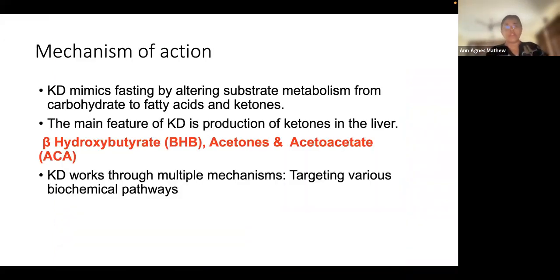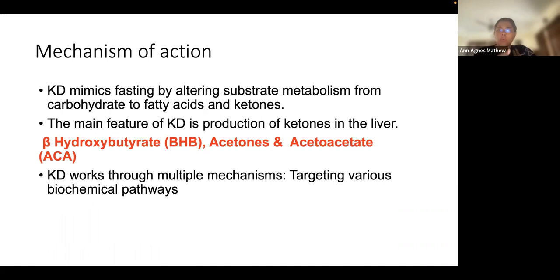The mechanism of action is that it mimics fasting, as we said. We are changing the substrate that you use: not glucose as substrate, you're switching from carbohydrate to fatty acids and ketones. The main feature of KD is that the liver must be capable of producing ketones, meaning beta hydroxybutyrate, acetone, and acetoacetate. But you have to check that the tricarboxylic acid, the Krebs cycle pathway, is intact. For that, your mitochondria have to be intact. Your fatty acid metabolism, the beta oxidation pathway, should be intact. That's the only contraindication for KD. One must be capable of producing ketones.